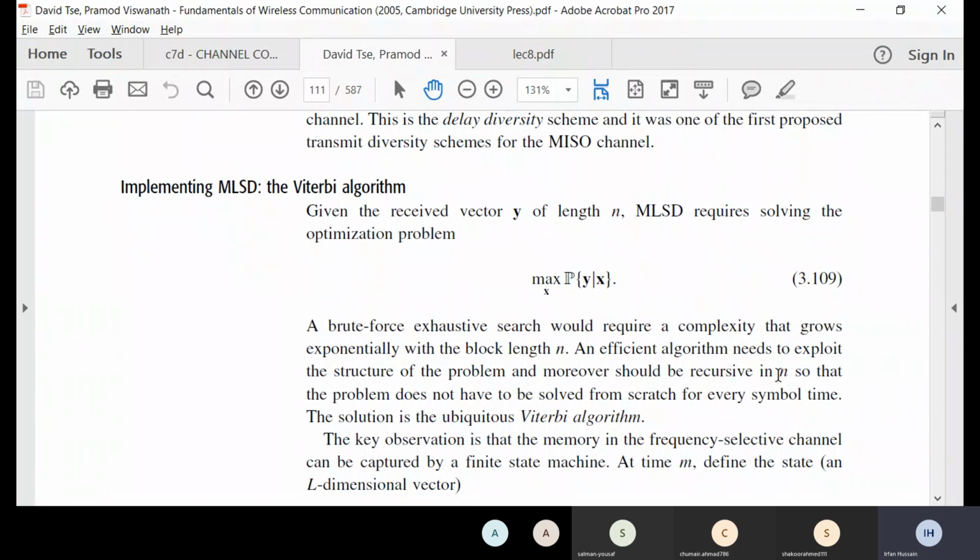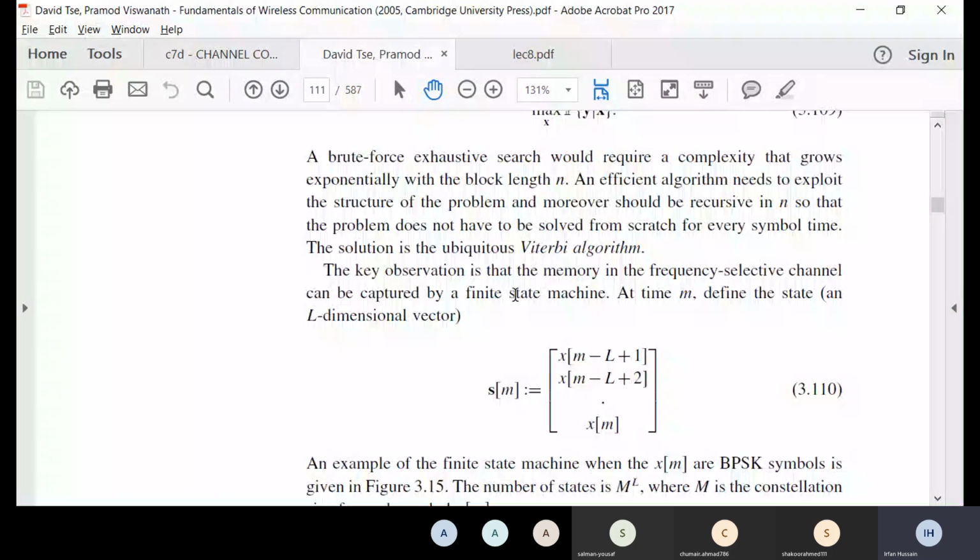Yes, it has to be recursive, and so that is why this is the ubiquitous Viterbi algorithm. Now the ever present, very famous Viterbi algorithm is not only recursive but exploits the structure of the problem. First of all, it establishes a finite state machine, and it defines at a time m the state of a machine as follows.